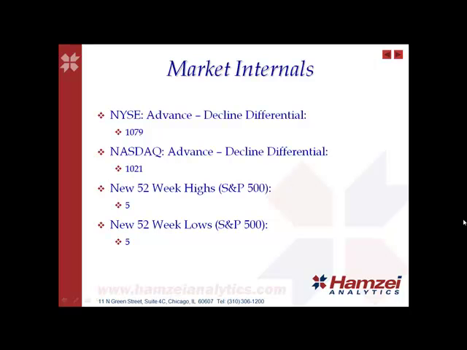For the market internals today, the New York Stock Exchange Advanced Decline Differential closed at 1,079. The Nasdaq Advanced Decline Differential closed at 1,021. There were 5 new 52-week highs for the S&P 500 and 5 new 52-week lows for the S&P 500. Pretty neutral, as you can see here.